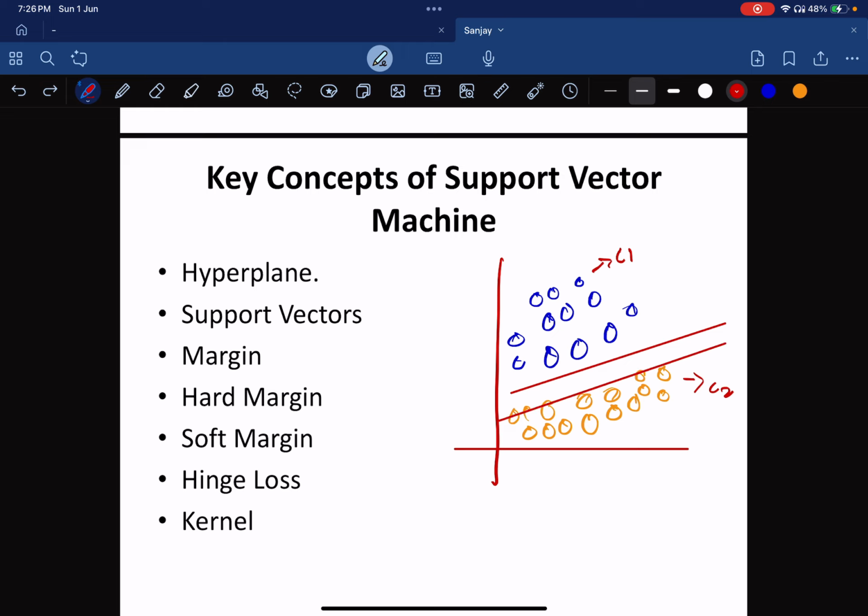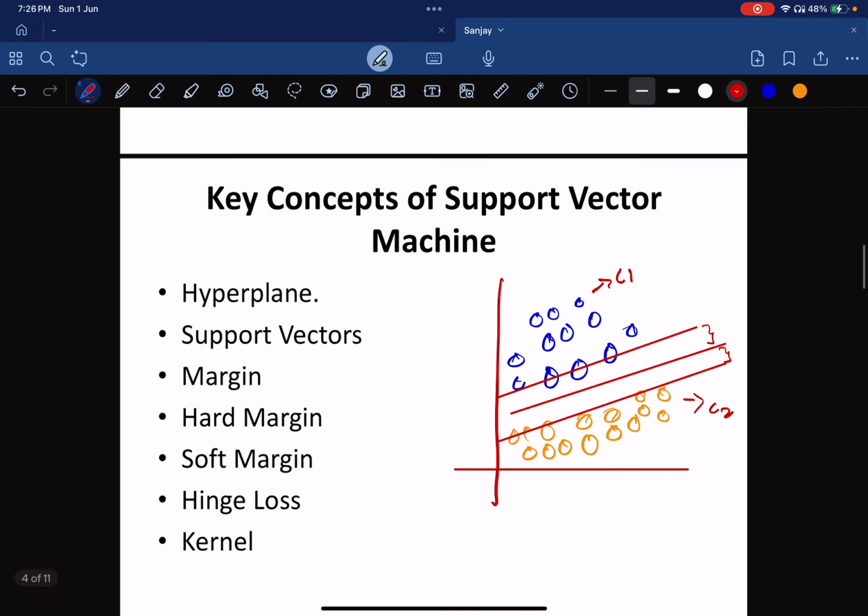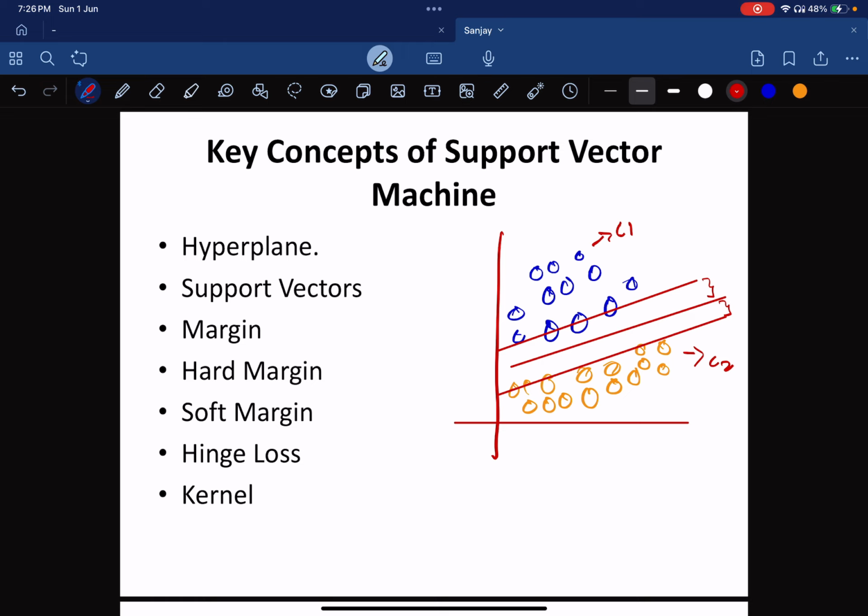For example, this is the margin for the class yellow, and this is the margin for the class blue. This is the margin distance. In SVM, it will find the best hyperplane, so it usually maximizes the margin, and so when new data comes, it will classify the data points accordingly.